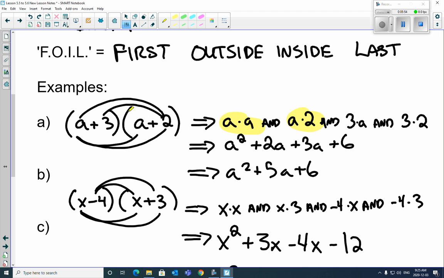Inside, the 2 that are in the middle here, right? So inside is 3 times A, and then 3 times 2 is last. Sorry, this one should be 3 times A. That's a mistake on my part. That line should be right there for inside. Okay, so we have A times A, which is A squared, 2 times A, which is 2A, 3 times A, which is 3A, 3 times 2, which is 6. Then if you look, the only ones we can collect are the middle terms. 2A and 3A is 5A.